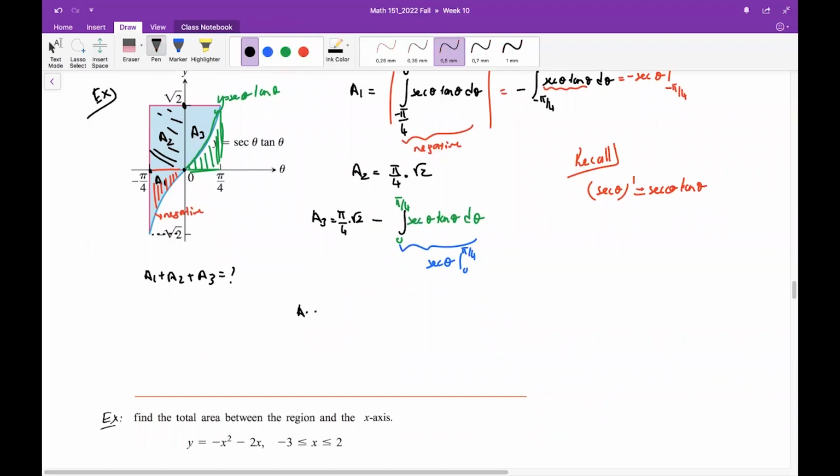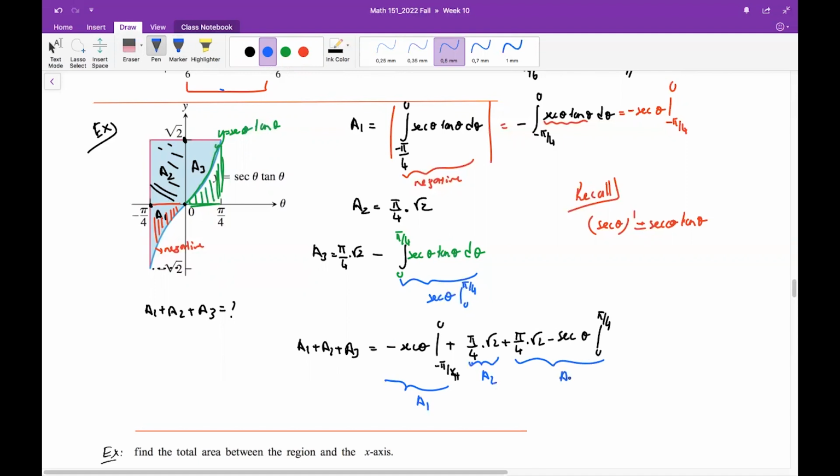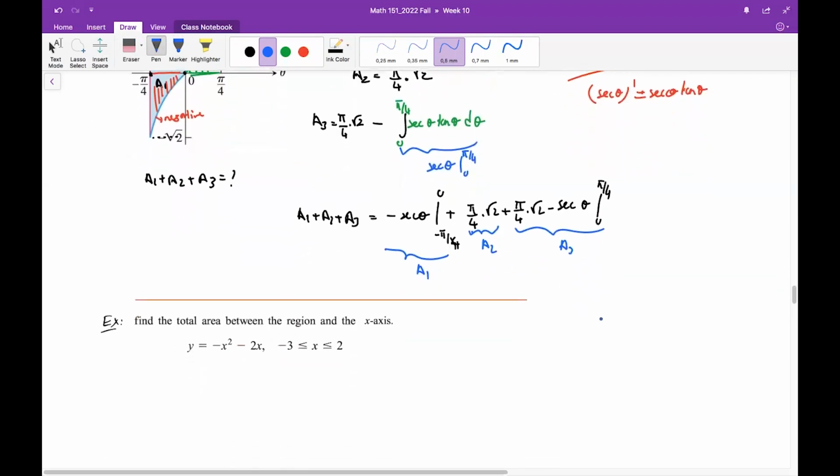We were searching for A1, A2, A3, the total area. So A1 is this quantity, minus secant theta from minus pi over 4 to 0, and then plus this A2, and then A3, plus the rectangle minus this integral, which is evaluated as again secant theta from 0 to pi over 4. Okay, this part is what comes from A1, this part is A2, and this part is A3. So I will leave the result like this. I want you to evaluate the secant function at 0, at minus pi over 4 and at pi over 4. Okay, so let's move on.